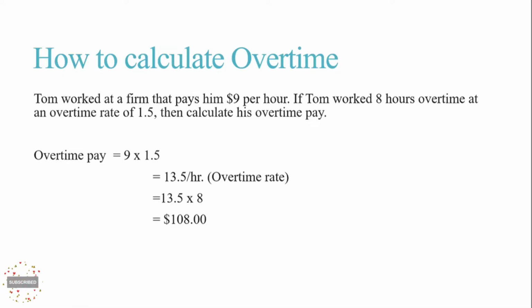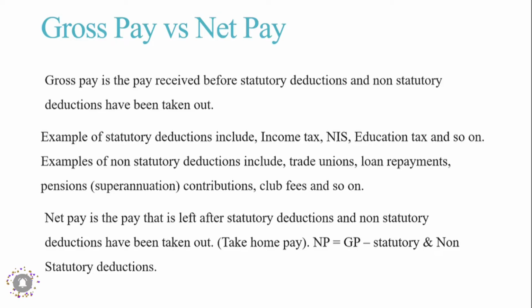All right, now let's talk about gross pay and net pay. Gross pay is that pay that you receive before statutory deductions and non-statutory deductions have been taken out. For those of you who are working class people, it is that part of your pay stub or your pay slip that you love to see, because the gross pay is normally a lot of money. Now let's talk about the statutory deductions.